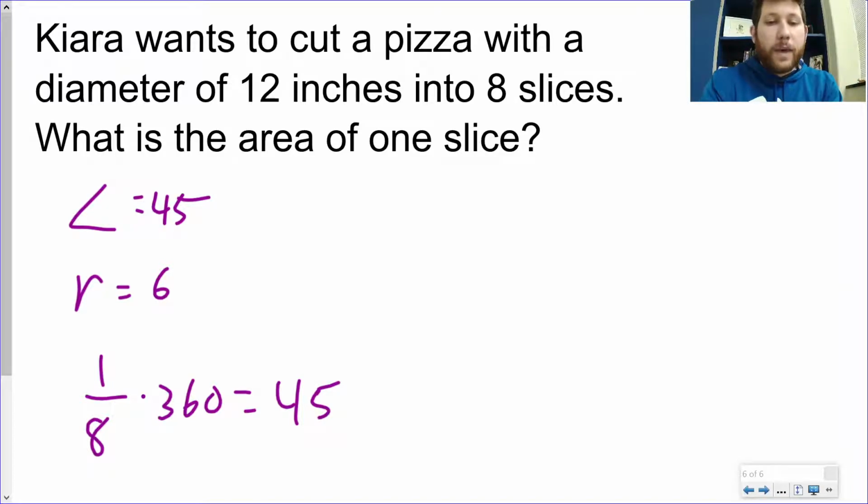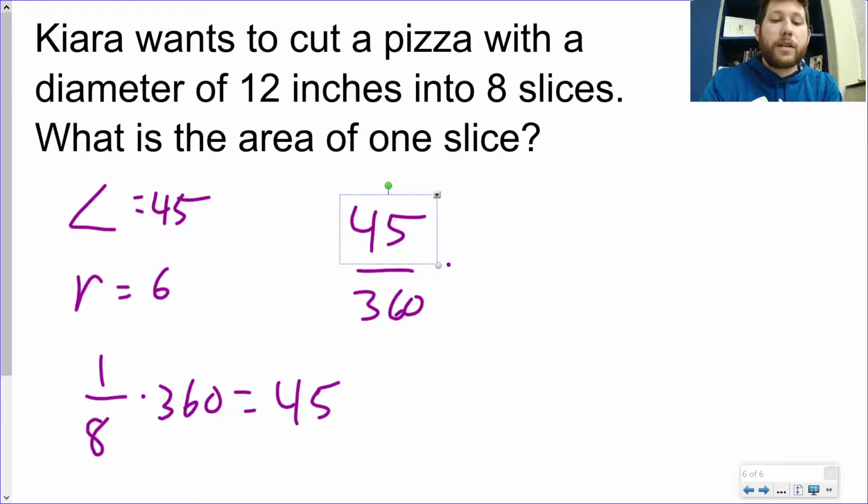You could solve it this way. It's a little bit the long way around, but it will totally work. 45 over 360 times pi 6 squared, all right? And that would come out to, it doesn't specify, so I'm going to leave it in terms of pi. And it comes out to 4.5 pi. Okay, that'll be the area.